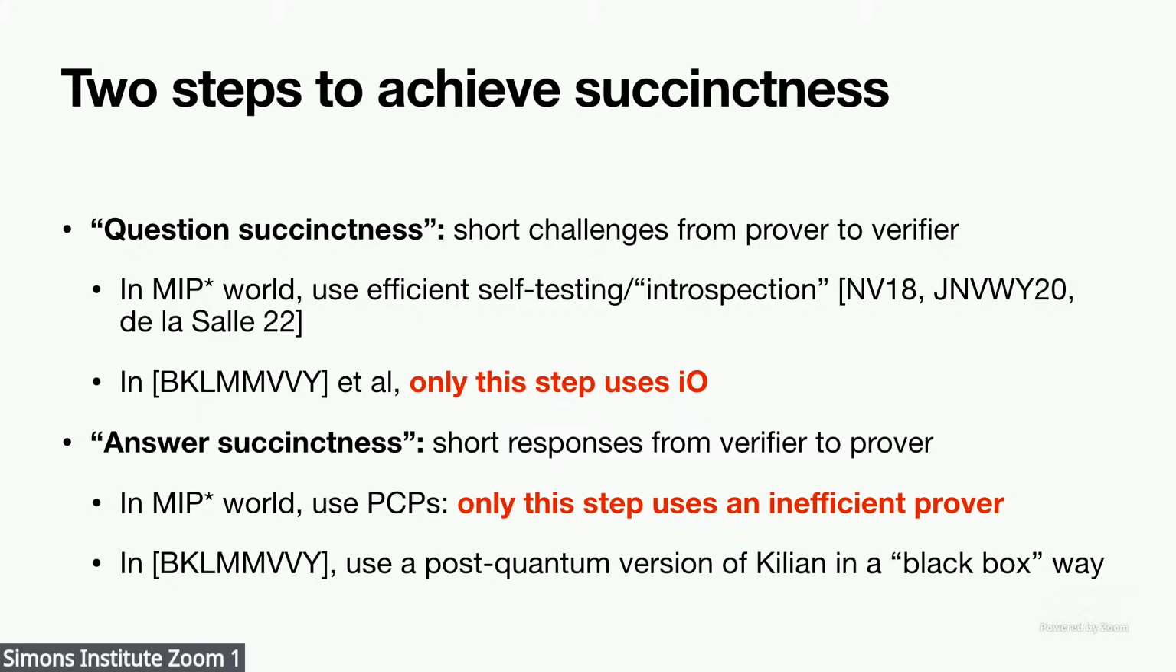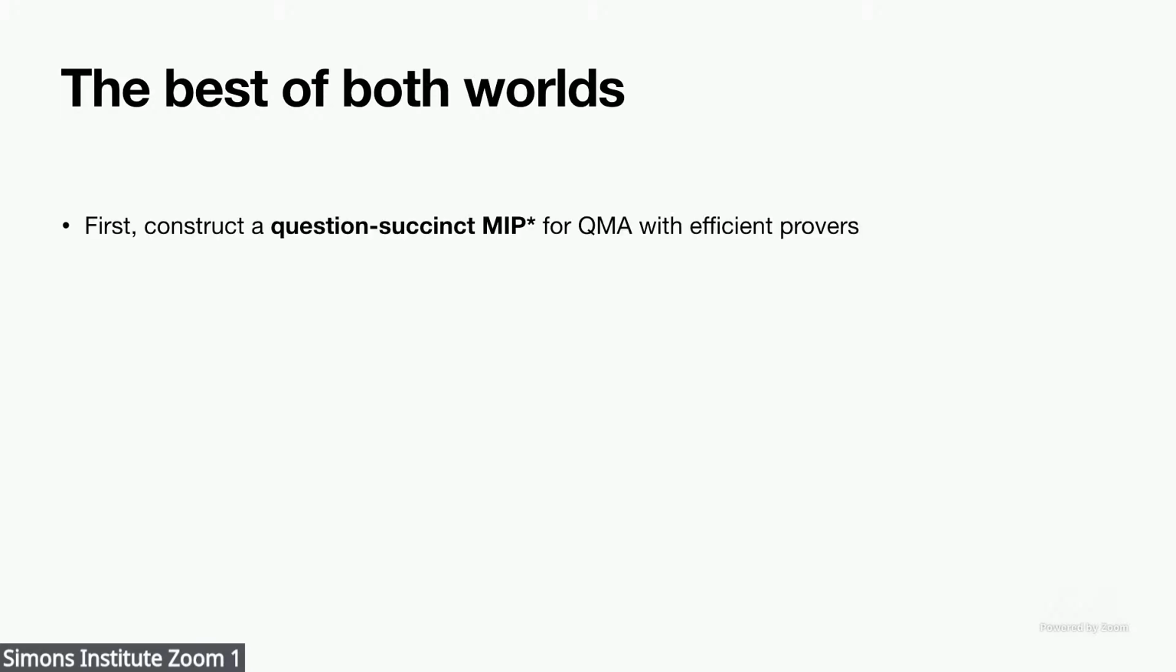However, in the Mahadev style approach, this is actually quite easy. This can be done almost in a black box way by using these post-quantum succinct arguments of knowledge. So it would be nice if we could combine the strengths of both of these approaches. So this is exactly what we do. So here's the approach that we take in this work to constructing a succinct argument for QMA.